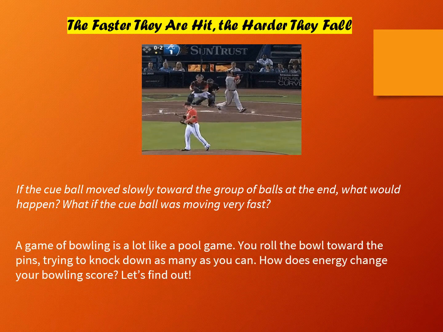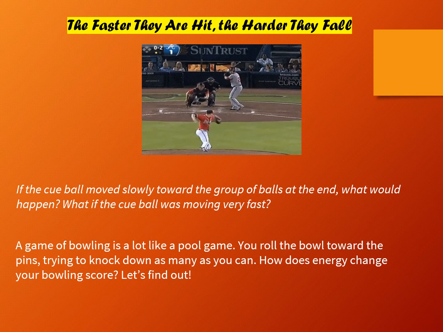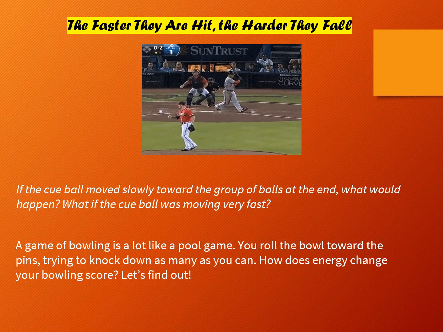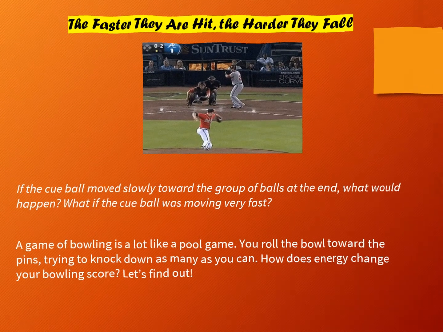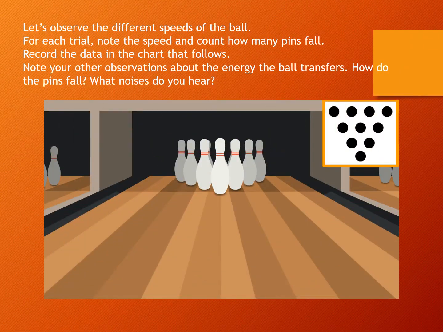A game of bowling is a lot like a pool game. You roll the ball toward the pins, trying to knock down as many as you can. How does energy change your bowling score? Let's find out. Here, grade 4, let's observe the different speeds of the ball. Okay? For each trial, note the speed and count how many pins fall.